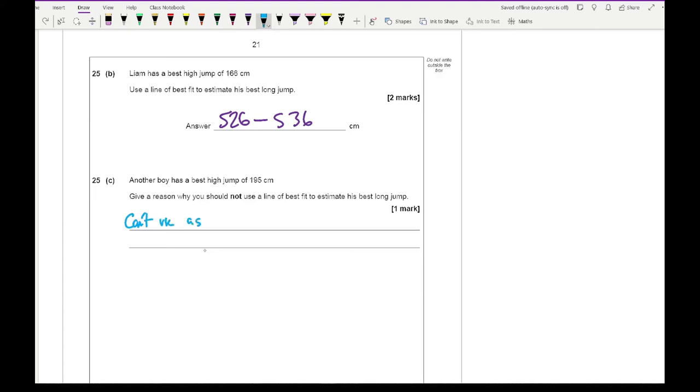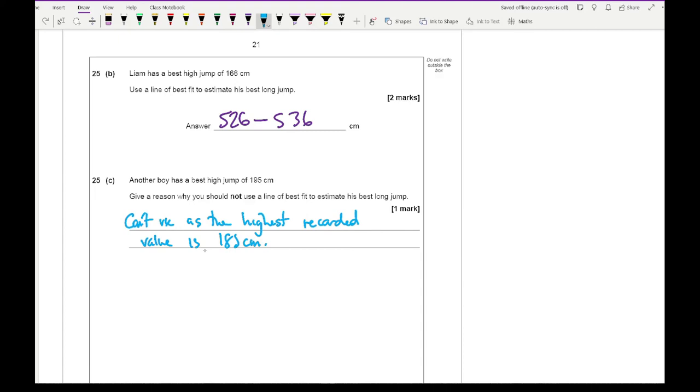as the highest recorded value is 185 centimeters. Now, if you've done a bit of higher knowledge, depending on how you've been taught in terms of vocabulary, this is what we call extrapolation.